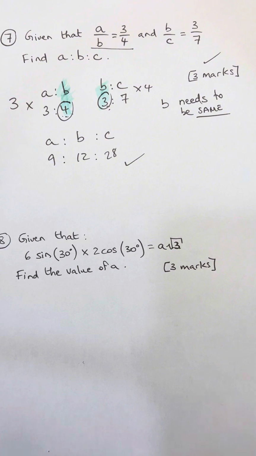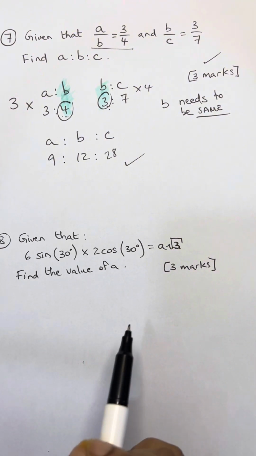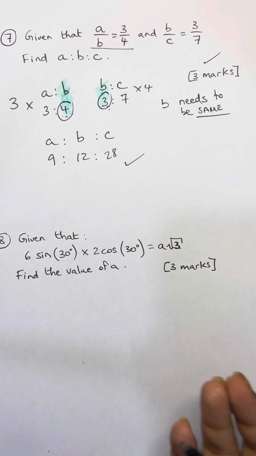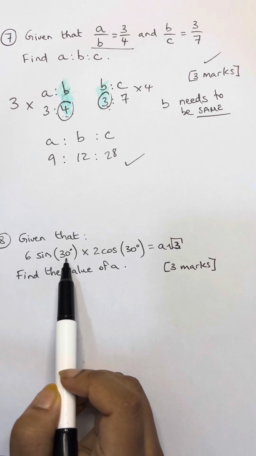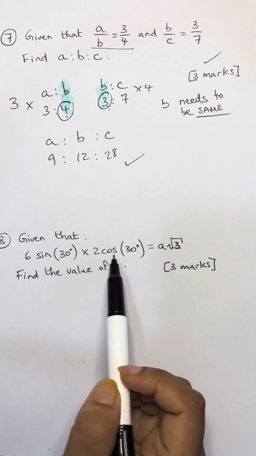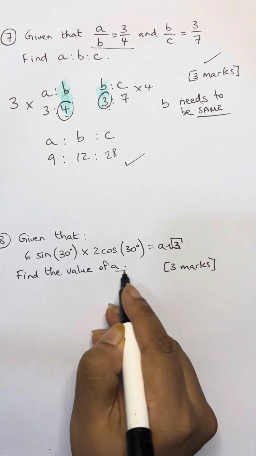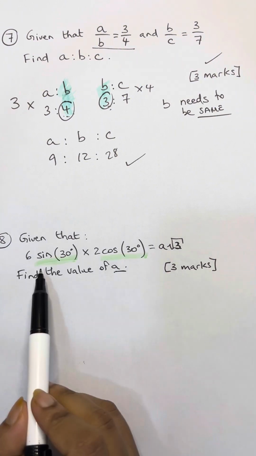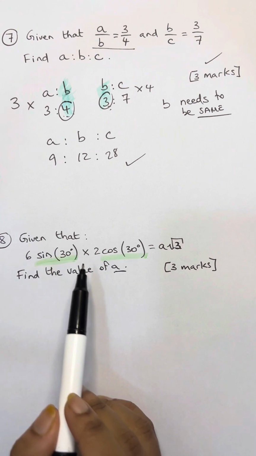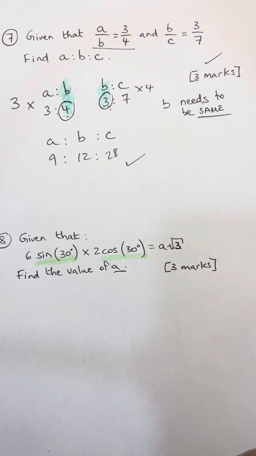The next question, I've actually made a post about this, and only one person was able to get the correct answer. So I thought, why not try and solve it together? Given that 6 sine 30 multiplied by 2 cos 30 equals A square root of 3, find the value of A. With this type of trigonometric identity, you need to get rid of the sine of 30 and rewrite it as an exact value.